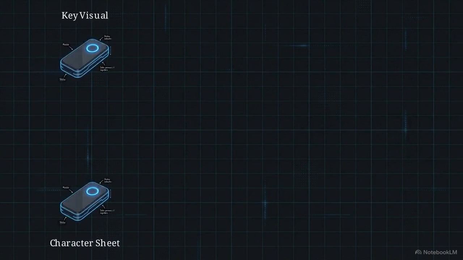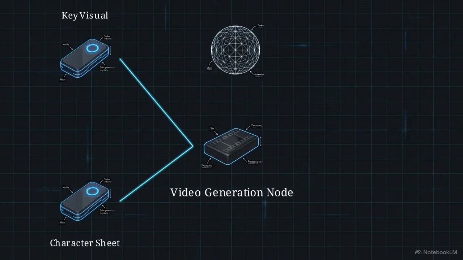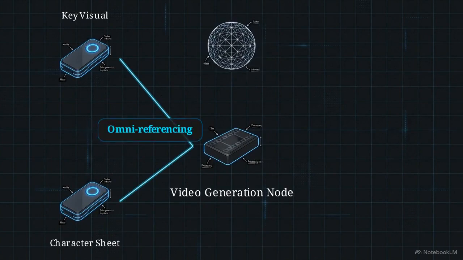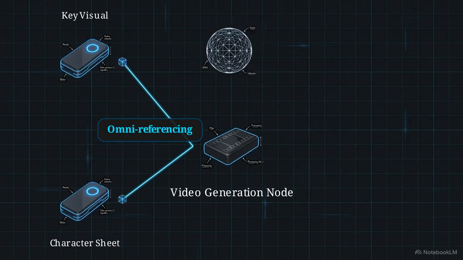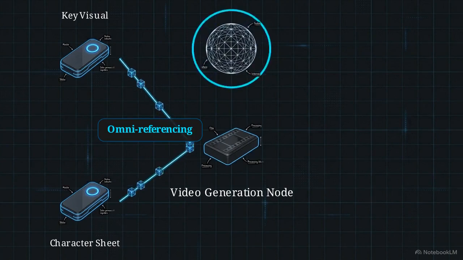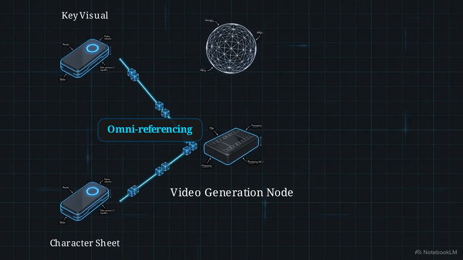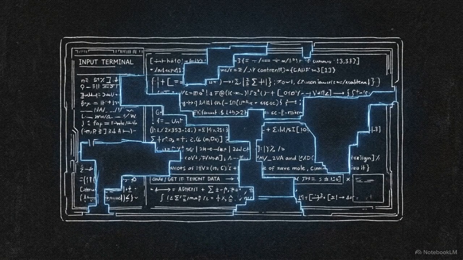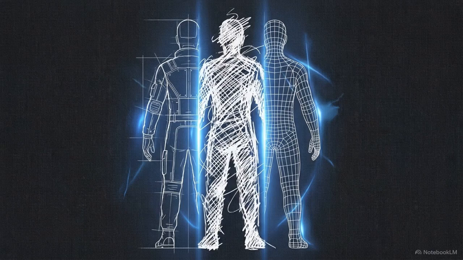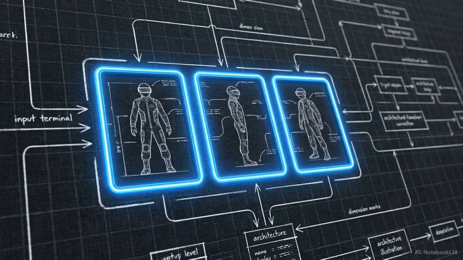Now we introduce motion. We connect both our initial key visual and our character sheet directly into a new video generation node. This technique, called Omni-referencing, feeds the model multiple images at once, forcing the generated shape to stay solid. A text-only prompt leaves too many gaps in the data, causing the subject's identity to shift wildly from frame to frame. Omni-referencing fills those gaps with hard visual constraints.